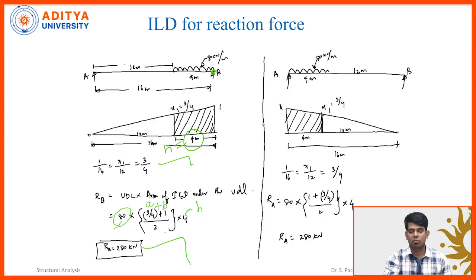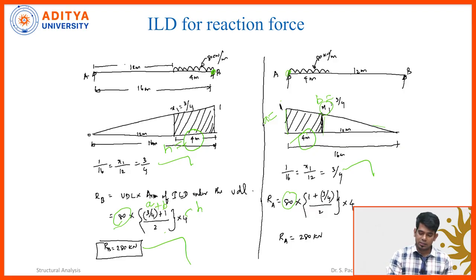For maximum RA, what will I do? I am going to keep the head of the load at RA, and then draw the diagram for the ILD for RA and the shaded portion. Using similar triangles, I calculated the x1 value. And then the load multiplied by (A plus B) by 2 into H. What is A? A is equal to 1, B is equal to 3 by 4, divided by 2, and H is equal to 4 meters. Got it? So, I got the maximum RA value as 280 and the maximum RB value as 280.